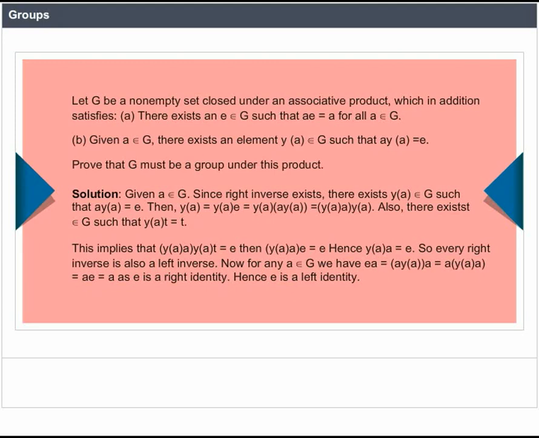Now for any a belonging to G, we have ea = (a y(a)) a = a (y(a) a) = ae = a. As e is a right identity, hence e is a left identity.